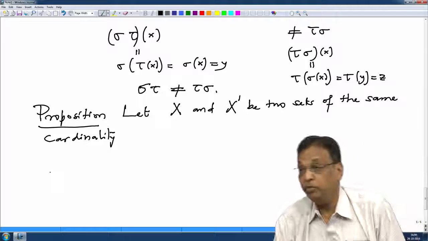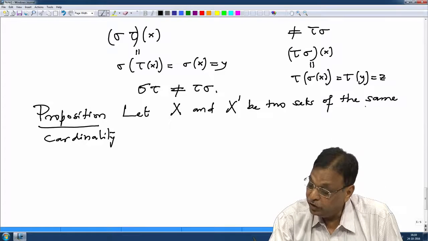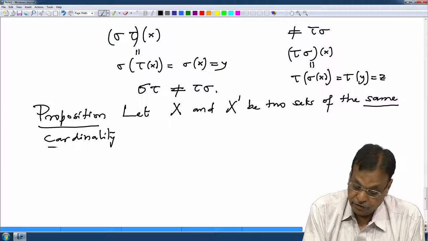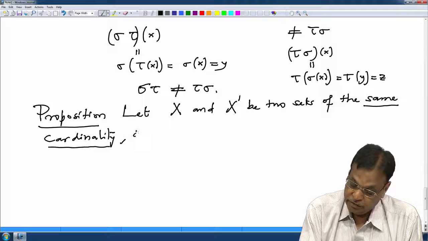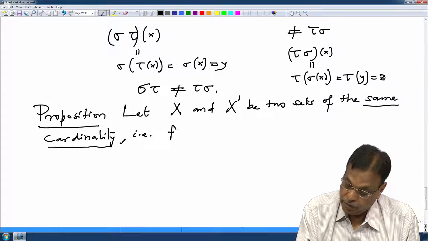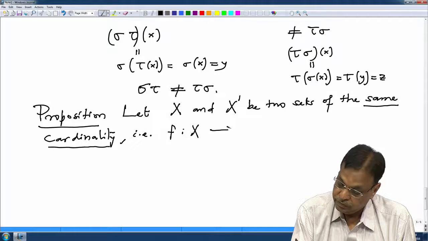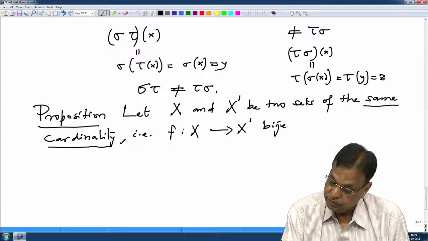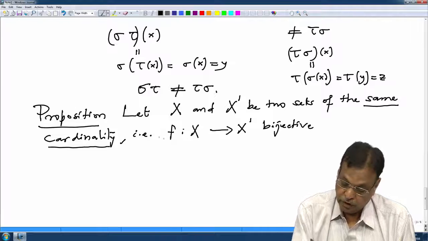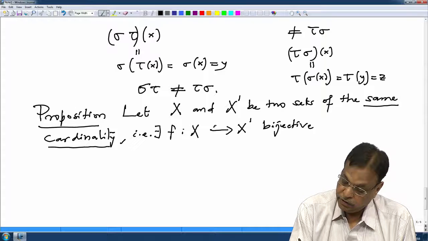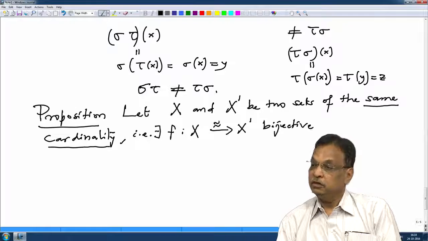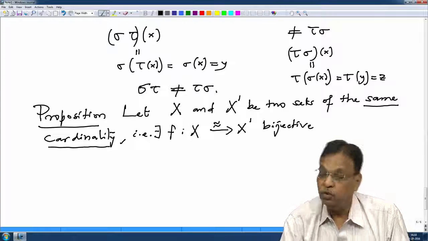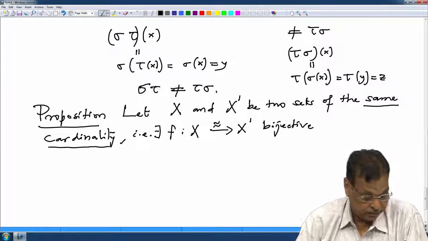The sets may be finite, may not be finite, but when one says the sets have the same cardinality, that means there exists a bijective map from one to the other. There exists f which is bijective, and I will denote a bijective map like this. That is the meaning when you say two sets have the same cardinality.